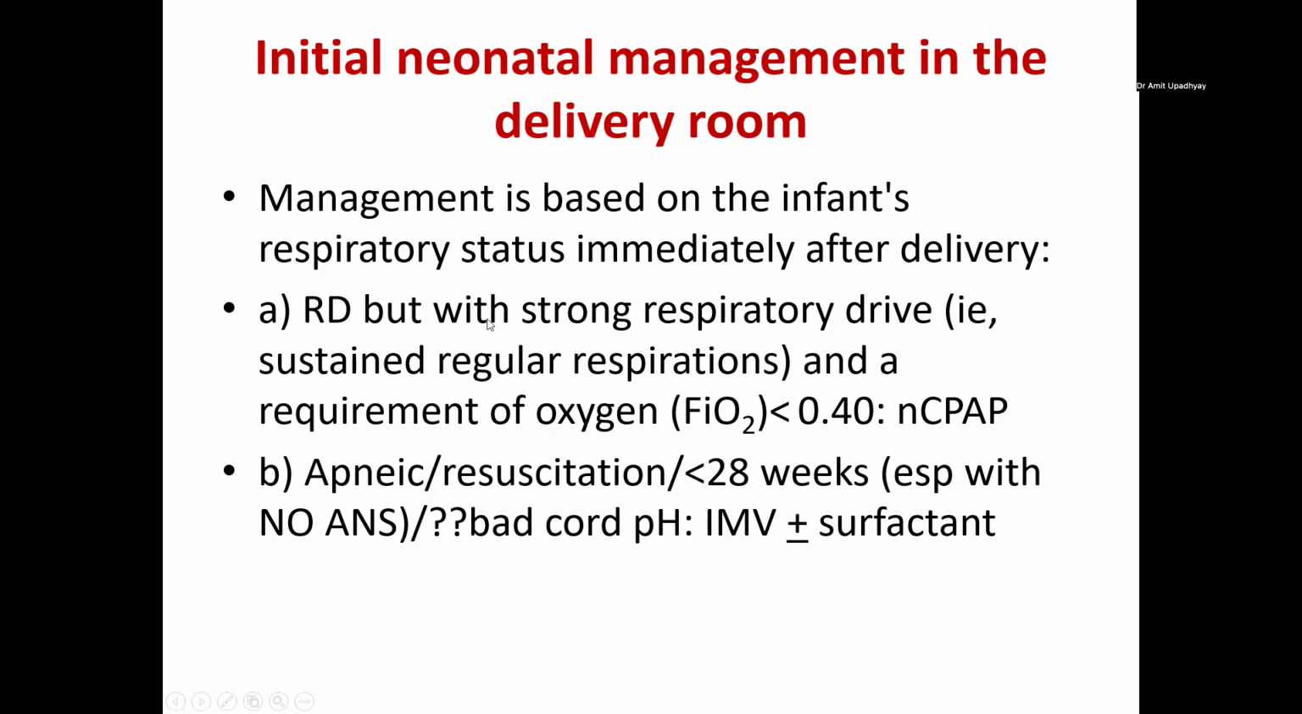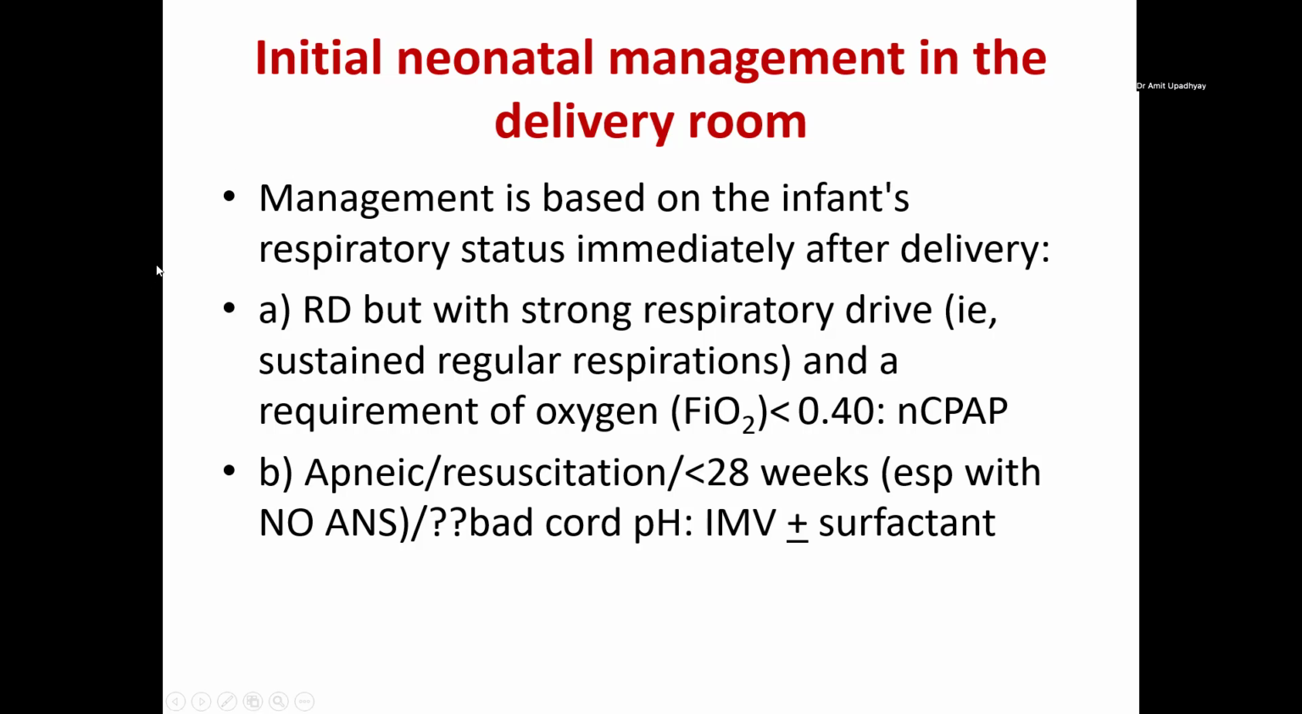So respiratory distress, but with strong respiratory drive. This is important. A baby who has apnea cannot be started on CPAP. He needs to have strong respiratory drive for tolerating CPAP. So a baby who has had asphyxia may not be the best candidate for CPAP because his respiratory drive may be poor. Apneic babies, or those needing significant resuscitation, babies less than 28 weeks, especially who have not received any antenatal steroid.